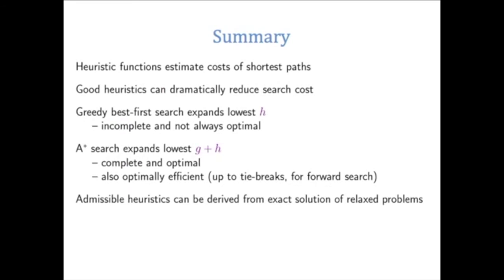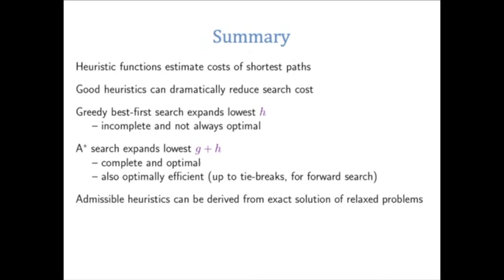So, overall, today, we looked at the rest of the uninformed searches and saw that depth-first search had low space cost, but possibly might not reach the solution, and the solution there was to use iterative deepening search. And then we turned to informed search, and we noted that heuristic functions estimate the cost of the shortest path. It's pretty clear from our example of the 8 puzzle that good heuristics can dramatically reduce search cost.